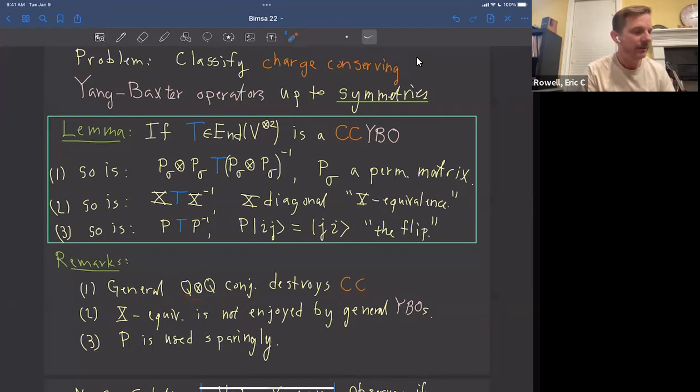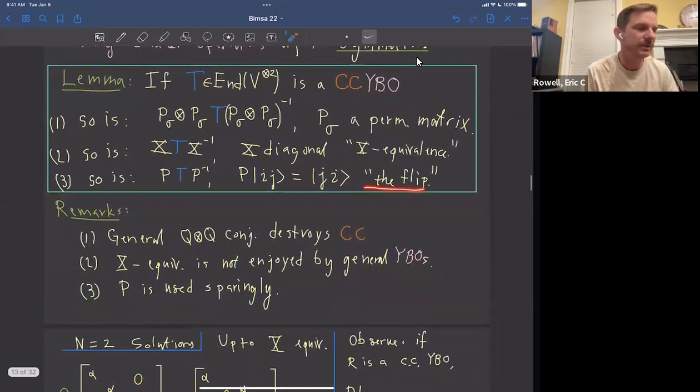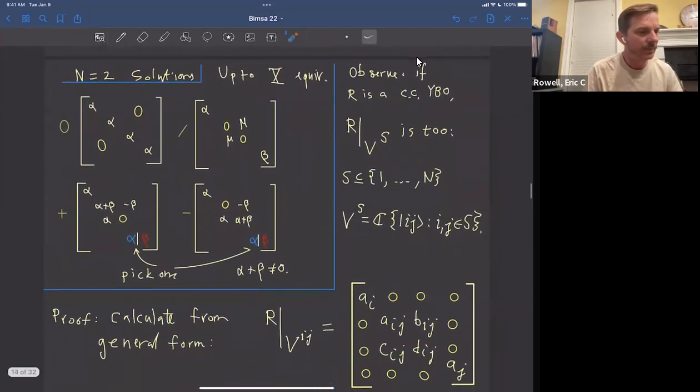On the other hand, if you take a general Yang-Baxter operator and try to conjugate by a diagonal matrix, it won't be a Yang-Baxter operator anymore. So this is a special symmetry that charge conserving Yang-Baxter operators have. They have both more and fewer symmetries in some sense. And then the P, it's interesting, but we don't use it so much. In any case, we're able to give a complete solution for n equals 2.